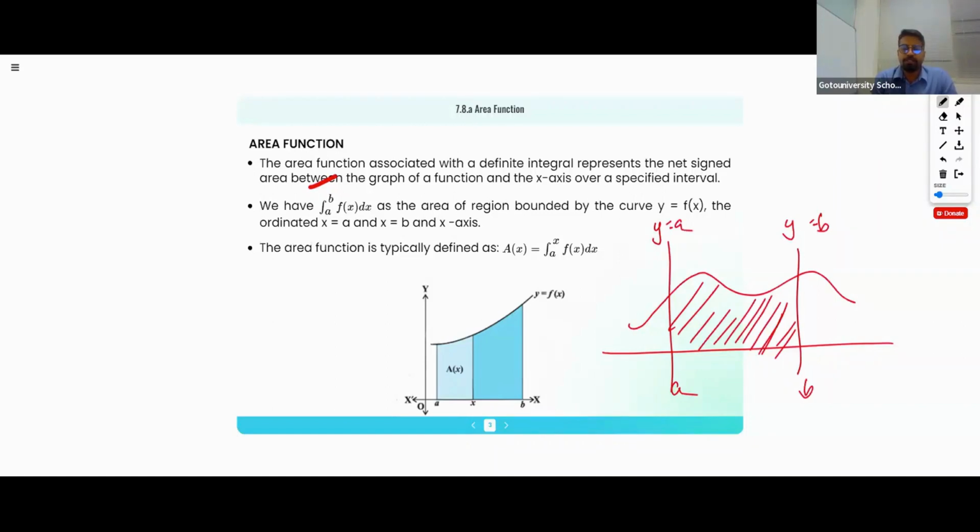If there is a function like this, and we have a and b here, this is x equal to a. This is x equal to b. Between these, we are getting the area. The area function is typically treated as A of x, which is always given by the integral from a to x of f of x dx.